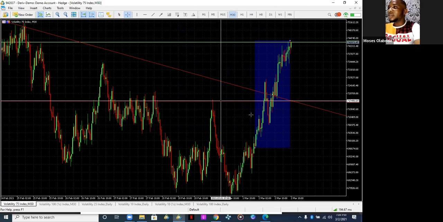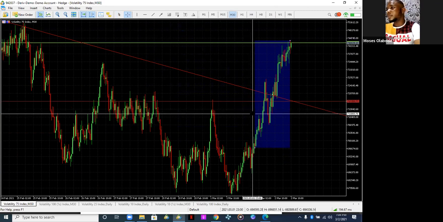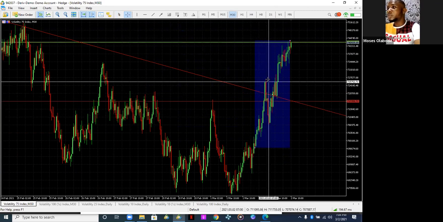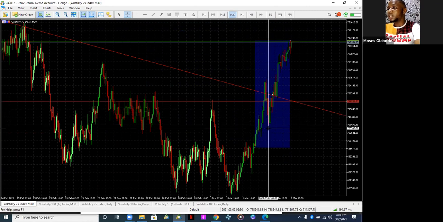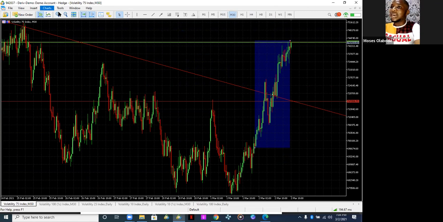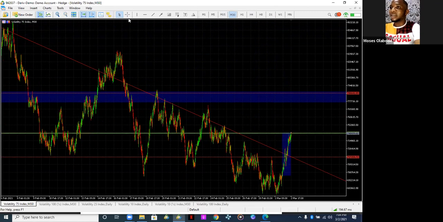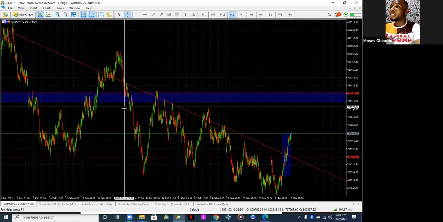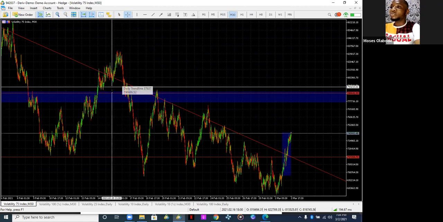My buy order can probably form from here, because this is a new market low. It can probably form from here, or from here. But then I know that I would be targeting this high around there. I'll exit at this high, because I can't trust V75 if it is going to break through here.